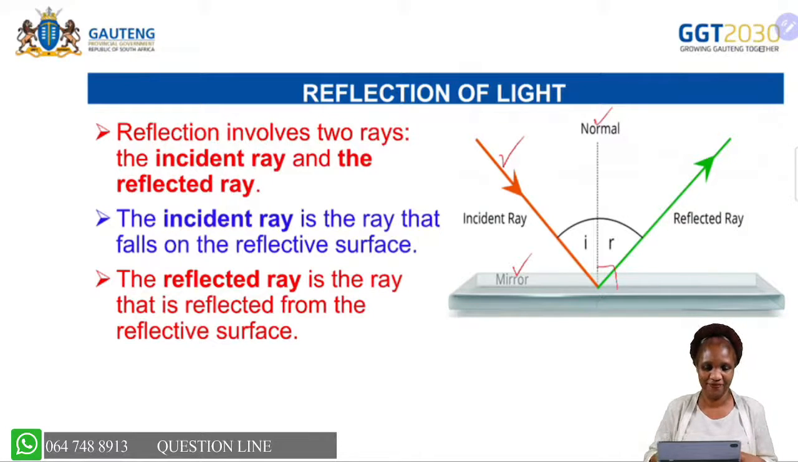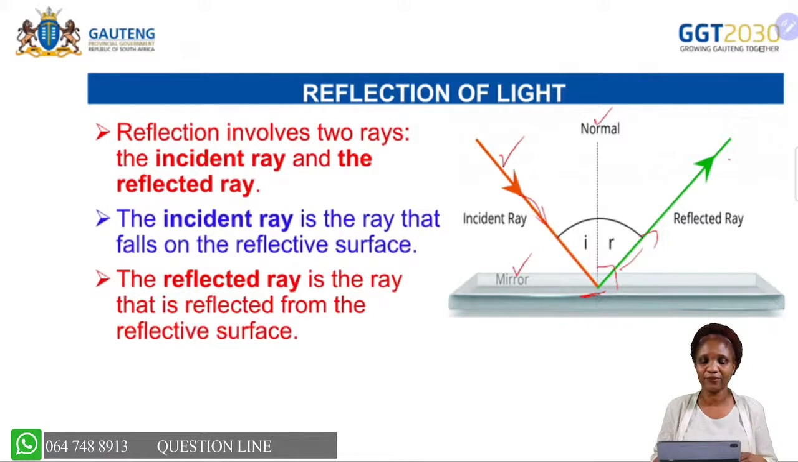Okay. That's good. The incident ray is the ray that falls on the reflective surface. This is the incident ray here. And then it falls on the reflective surface. This is the mirror. And then the outgoing ray is the what? Is the reflected ray. This is the ray that comes to our eyes so that we can see the color. Okay. The reflected ray is the ray that is reflected from the reflective surface.